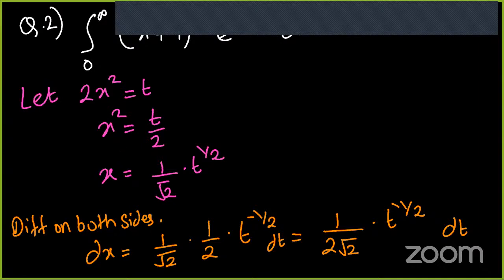Sure. Anyone know? So let's substitute that part. Then after this, what do we see? So what is your x? X is 1 by root 2 t raised to 1 by 2. Then what is your dx? Dx is 1 by 2 root 2 into t raised to minus 1 by 2.